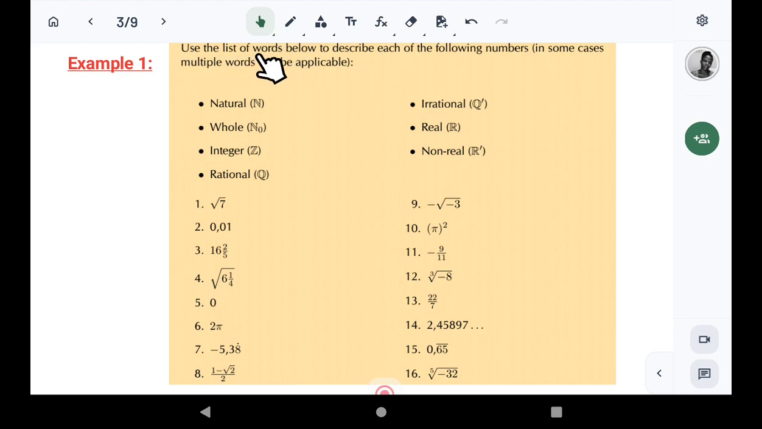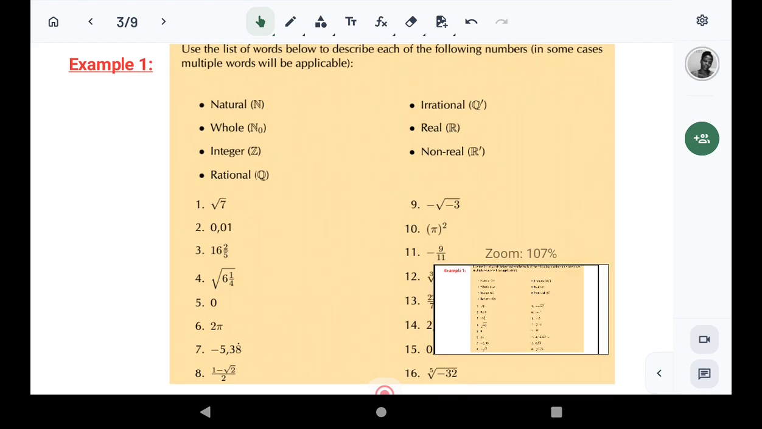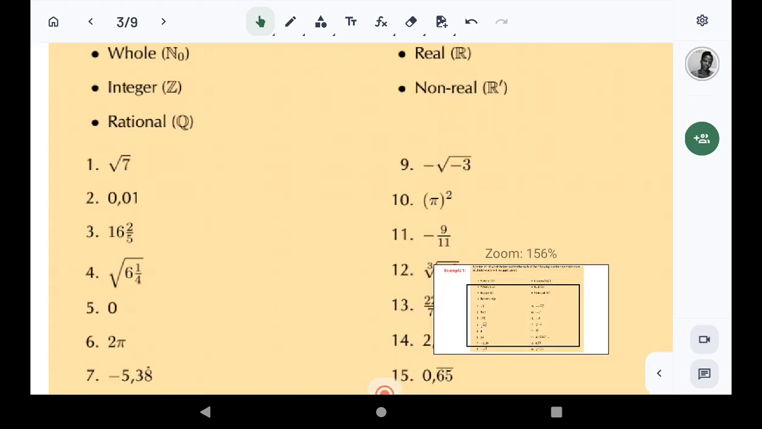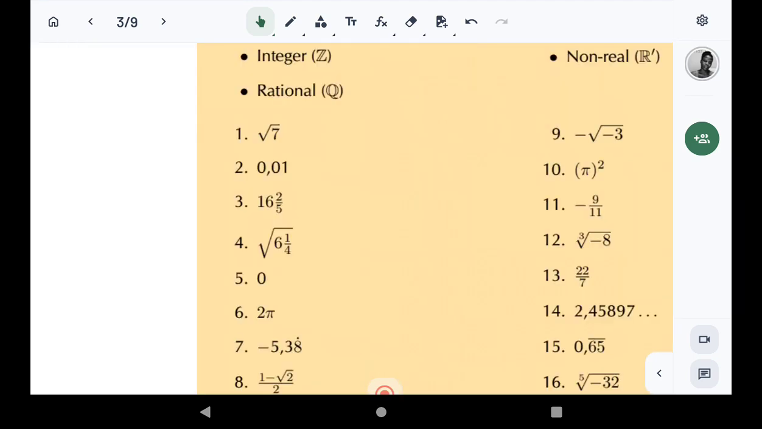A question says, use the list of words below to describe each of the following numbers. In some cases, multiple words will be applicable. Okay, you've got your natural, whole, integer, rational, irrational, real, and non-real. These are the classifications you can use to classify these numbers.